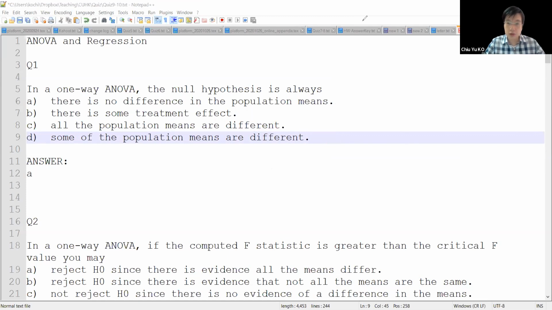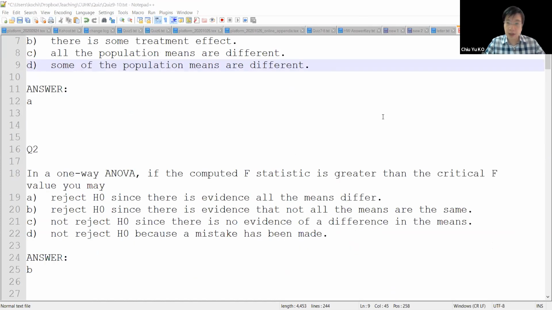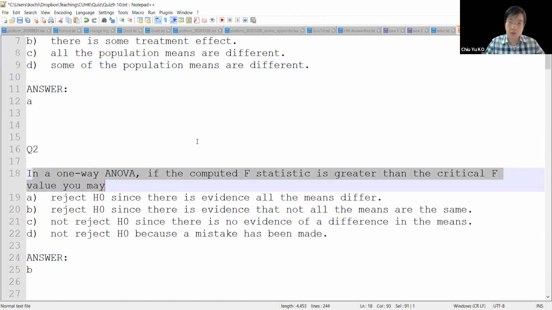Question 2 will be one-way ANOVA, using the critical value. Just to remind you, in one-way ANOVA you always reject on one side, so you only look at whether F is more than the critical F. It's one-sided, not two-sided, the same as regression ANOVA, which is one-sided. So in this case, it's no reject.